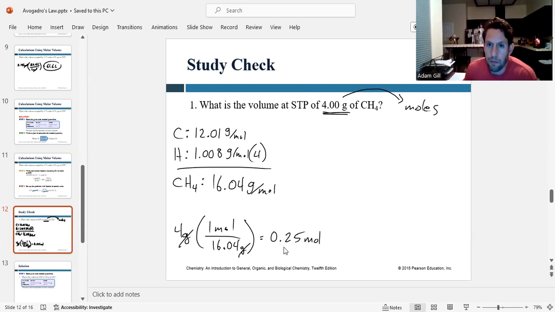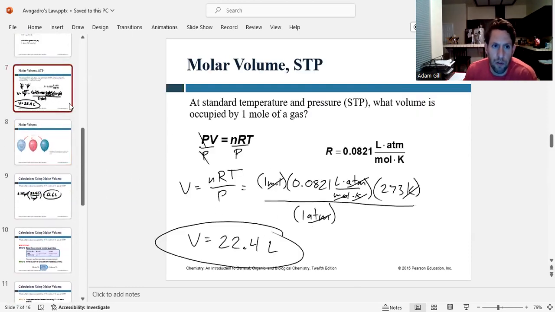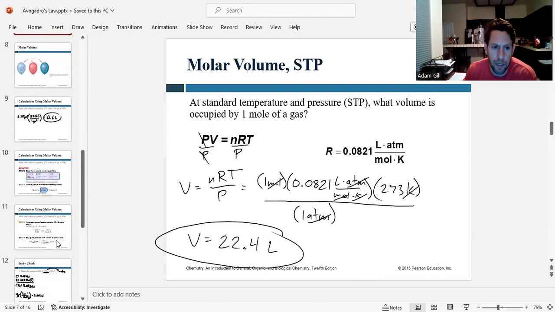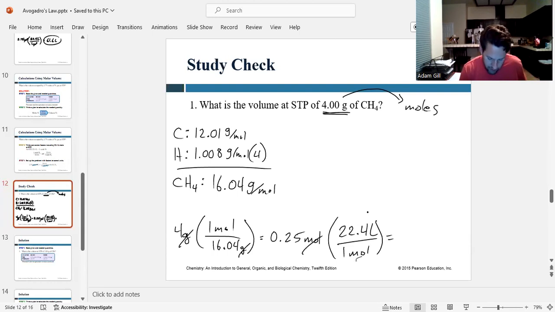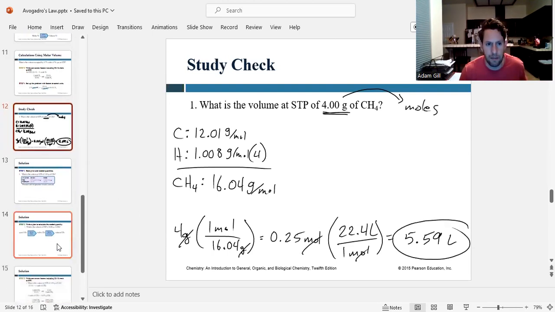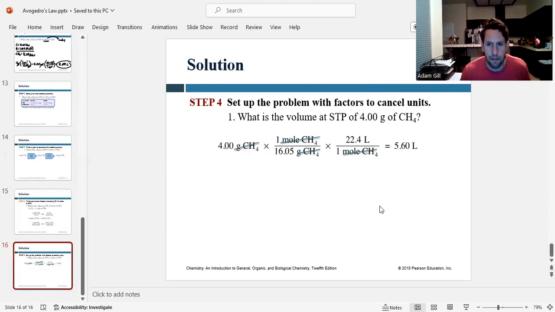And then we can multiply this by our molar volume of 22.4 liters for every 1 mole of gas. It's 22.4 liters for every 1 mole of gas at STP. Moles cancels. I get about 5.59 liters. Let's see if we did it right. They rounded to 5.6, but yeah.